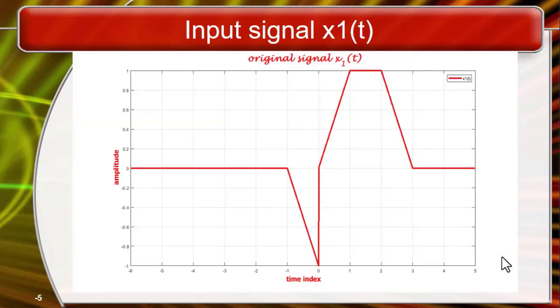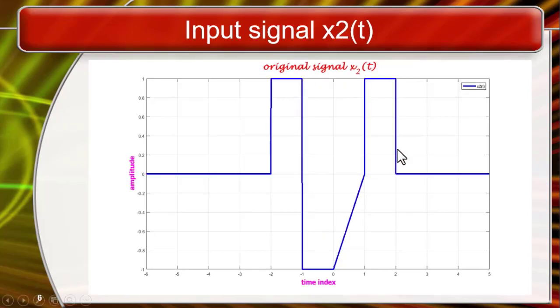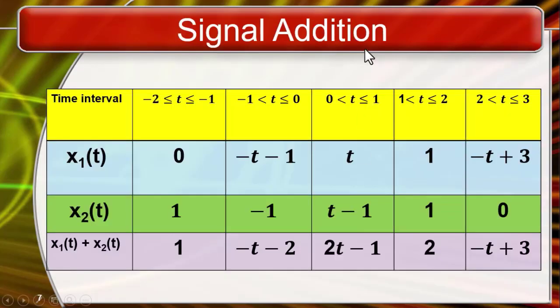When we plot these using MATLAB, x1 of t looks like this and x2 of t looks like this. Now let's go to signal addition. Let x1 of t and x2 of t be two continuous time signals. The sum of x1 of t and x2 of t can be obtained by adding their amplitudes at every instant of time. Now let's see.